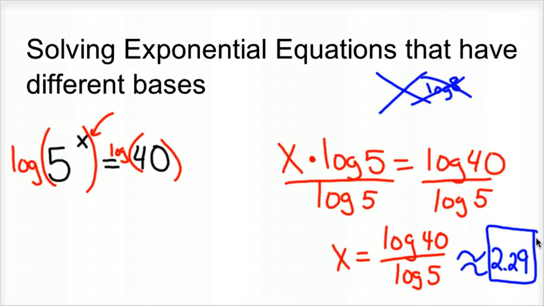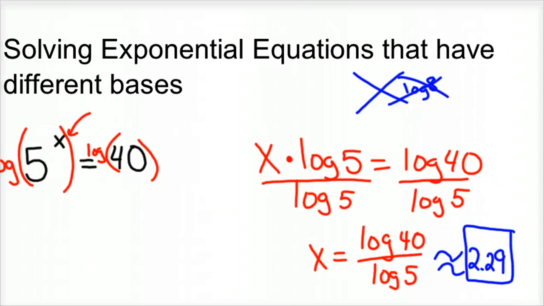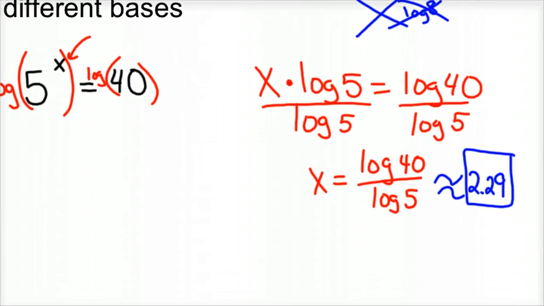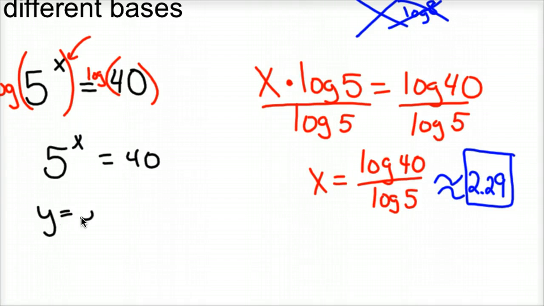The third way is to use graphics, and we're going to use Geogebra. Let's go back to our original equation, which was 5 to the x equals 40. What you can do is set both expressions equal to y. So y equals 5 to the x and y equals 40, and graph both of those, and where they intersect is our solution for x. So let me do that with you.